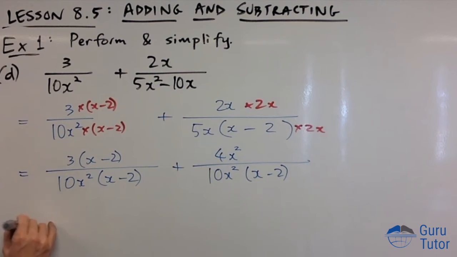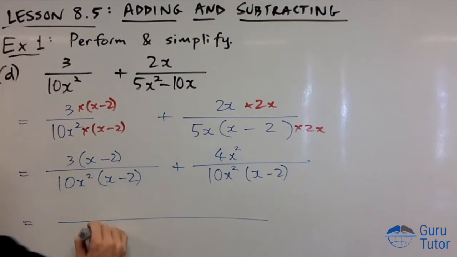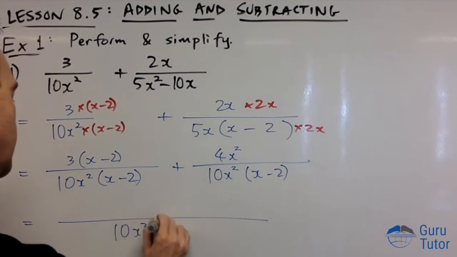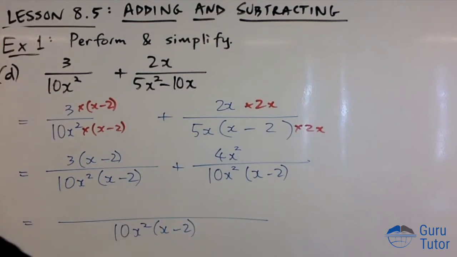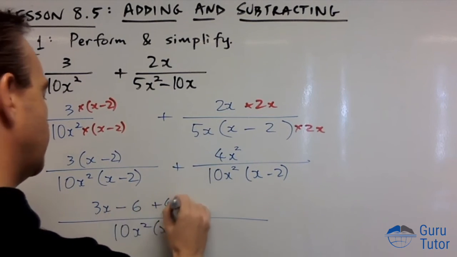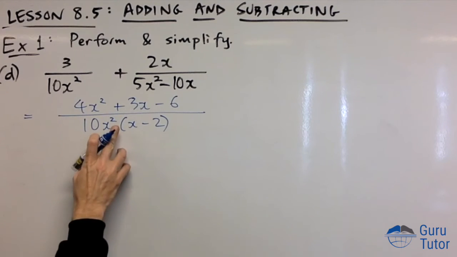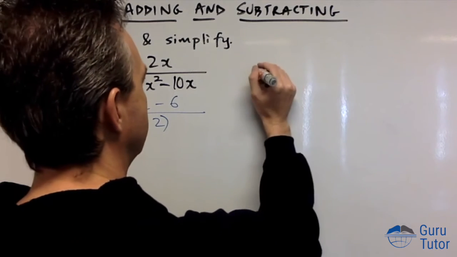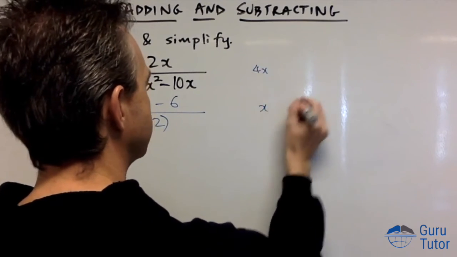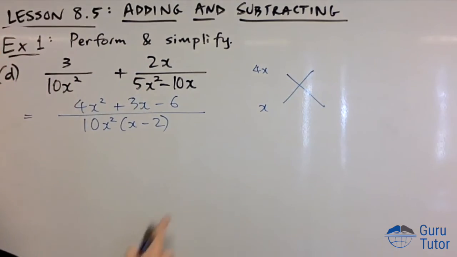I might be able to do this in one step. Let's see. 10x squared times x minus 2. On the top, I think we can multiply this out this time. 3x minus 6 plus 4x squared. Zap, let's bring that up there, and I'll get that in the nice polynomial order. That's so cool. All right, can the top factor here? I'm going to give it a try. 4x and x. Maybe we can factor something and cancel here.